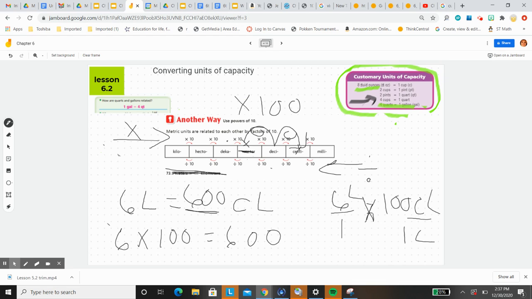All right, boys and girls, today we converted units of capacity, either the liter for metric or cups, gallons, quarts, and fluid ounces, and so forth in the customary system.